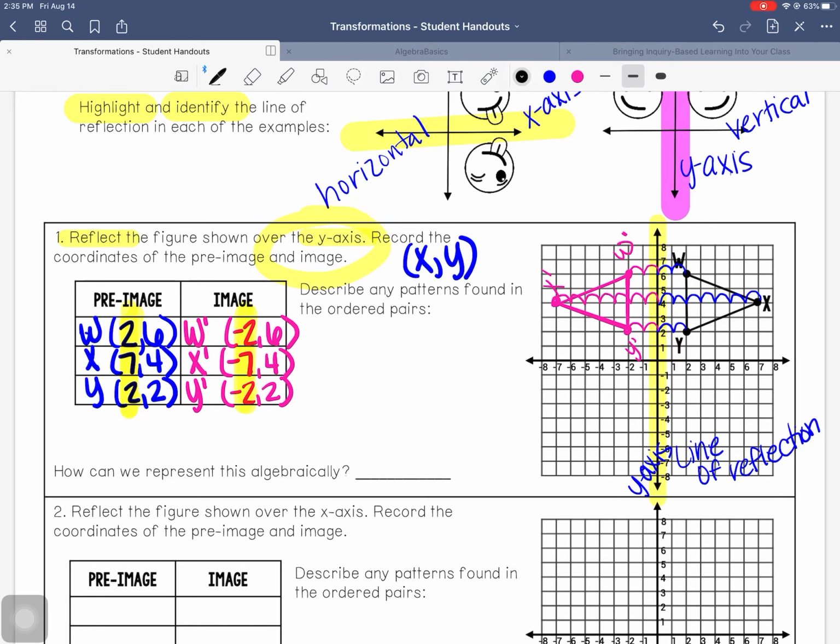So to write this algebraically, we're going to say negative x, and that means opposite sign. And it looks to me like y always stayed the same. So we're just going to write y because it stayed the same. All right.